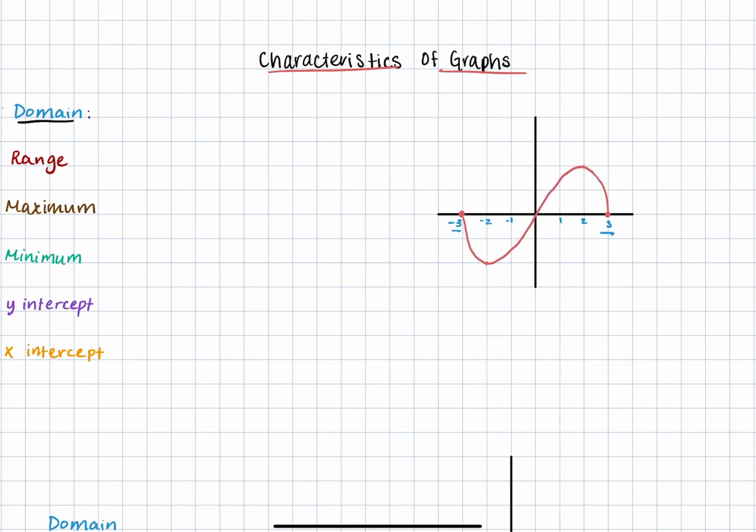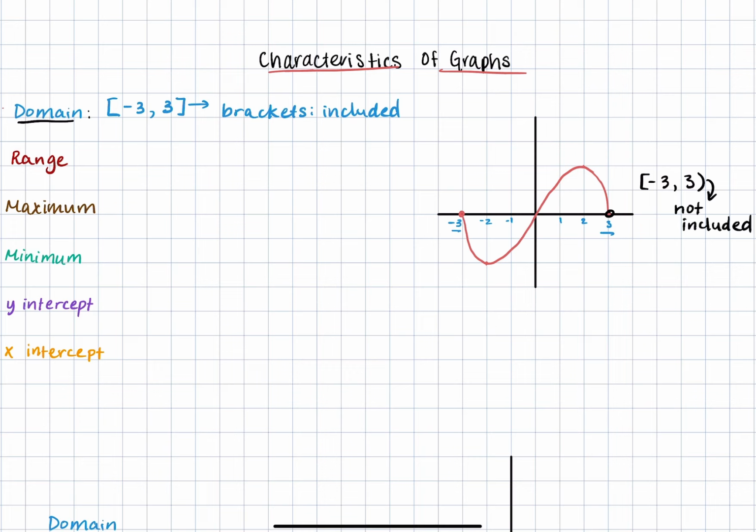When you write this, you're going to say bracket -3, comma 3. We're using brackets here because they indicate that the numbers -3 and 3 are included. So brackets mean included. If we had an open circle instead of a closed circle, we would have parentheses. The parentheses means not included.